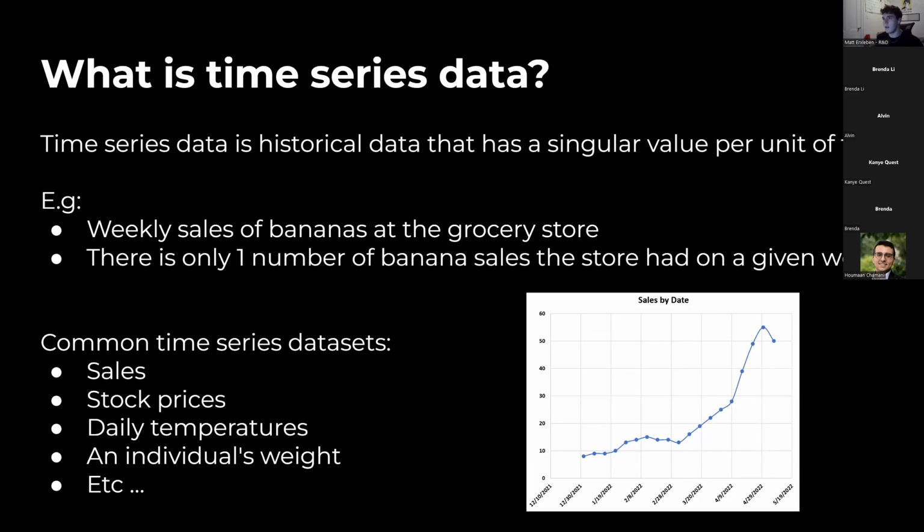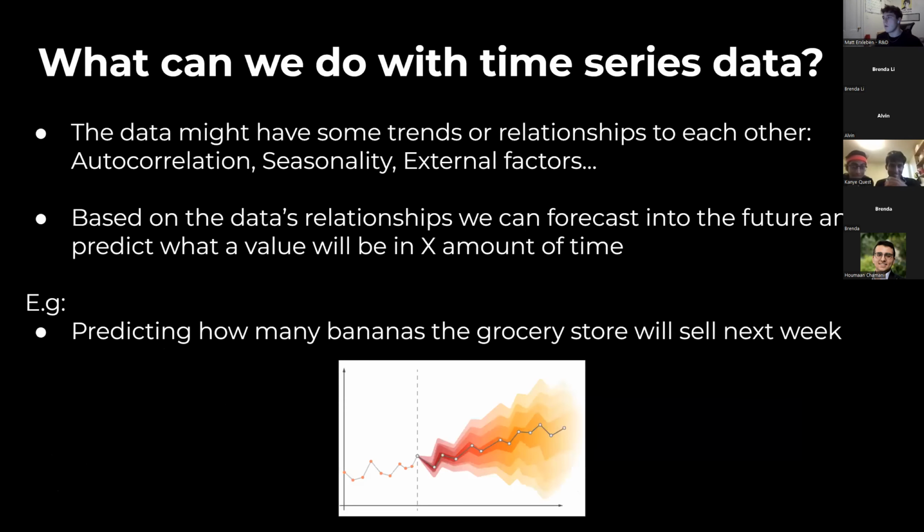Hopefully that explains that. The next thing I want to talk about is what we can actually do with time series data. Data might have some sort of trends or relationship to another. This can be autocorrelation, seasonality, or external factors that are a trend across data. Based on the data's relationships, we can actually forecast into the future to predict what a value will be in X amount of time.